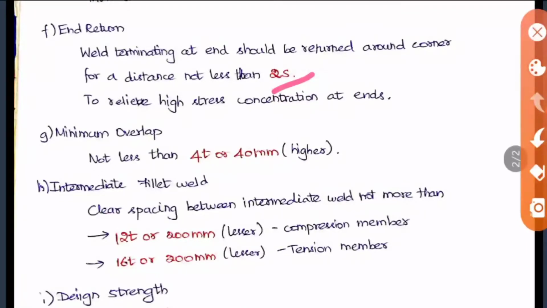And then the intermediate fillet weld, so this is the clear spacing between the intermediate welds. So when the weld we are providing is not sufficient, we will go for intermediate welding. So the spacing should be 12 times thickness or 200 mm, whichever is less, for compression members, and 16T or 200 mm, whichever is lesser, for the tension members.